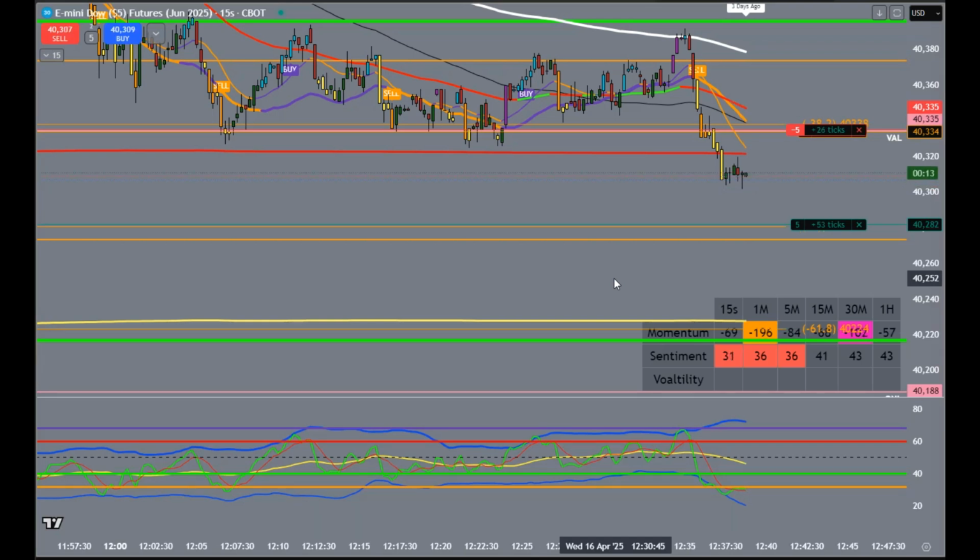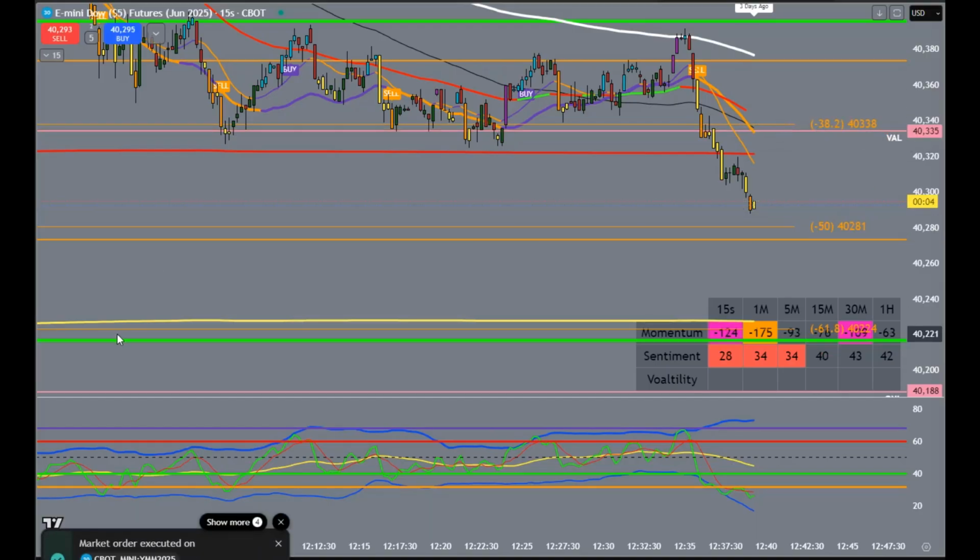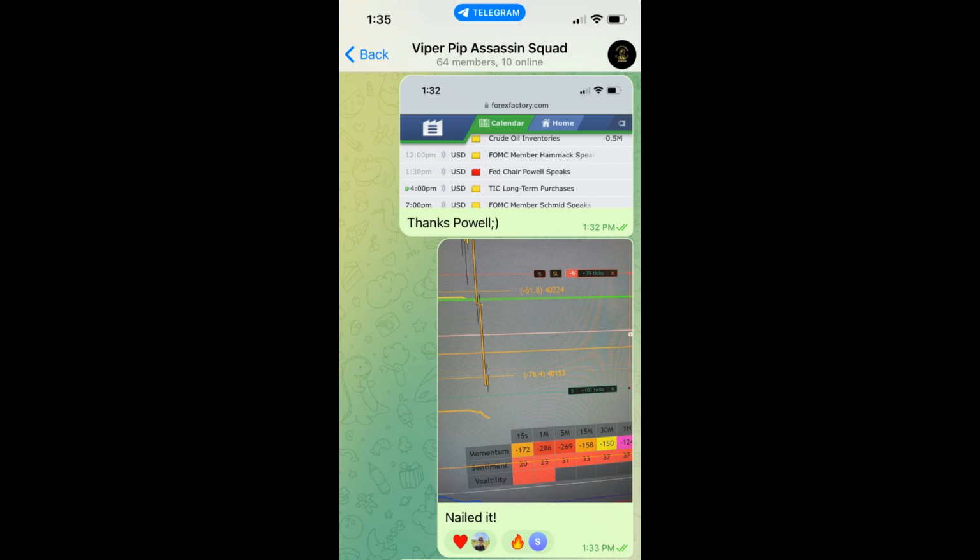Now we got the trade protected. We're actually hitting this level right here. This is actually a supply and demand zone. So we're gonna lock in 43 points. Now this trade happened so incredibly fast.